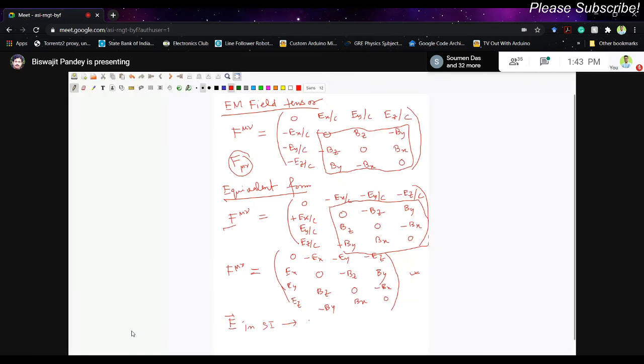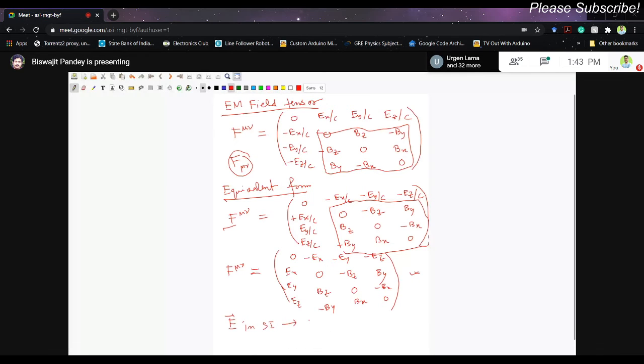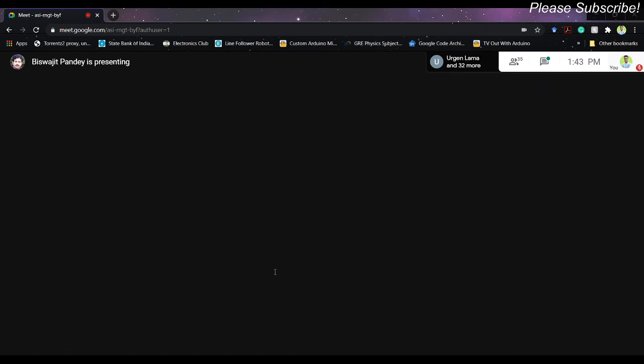E in SI unit, basically electric field divided by square root of 4 pi epsilon naught in Gaussian unit. And B, the magnetic field in SI unit, you have to multiply by mu0 by 4 pi. Right, these factors are not there in Gaussian unit. So that is B in Gaussian unit.